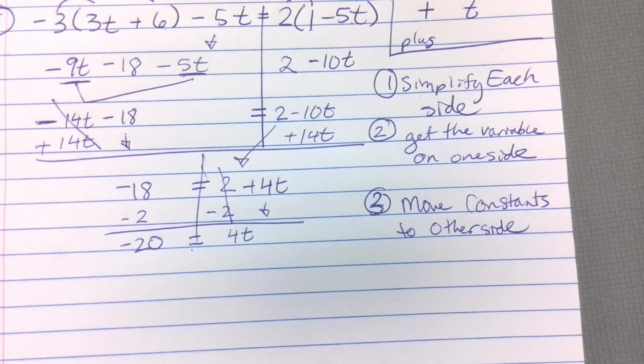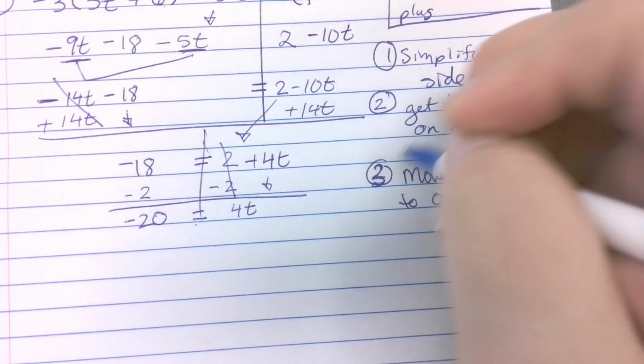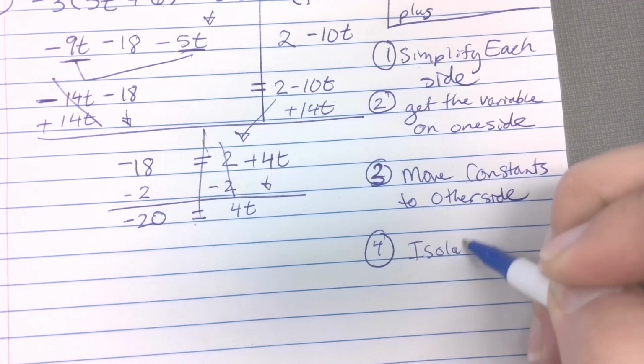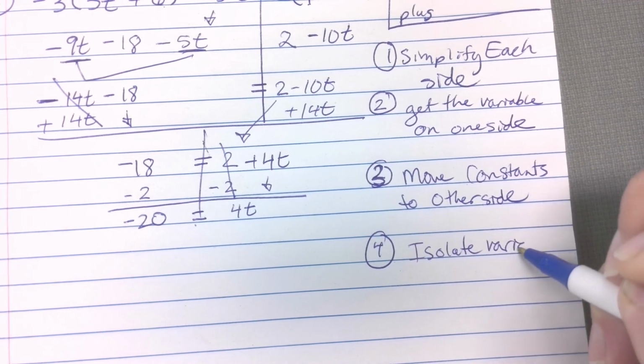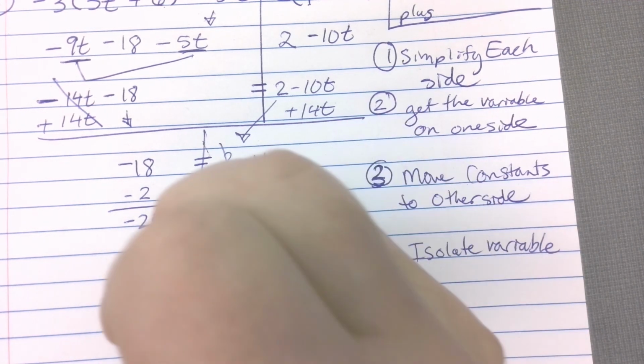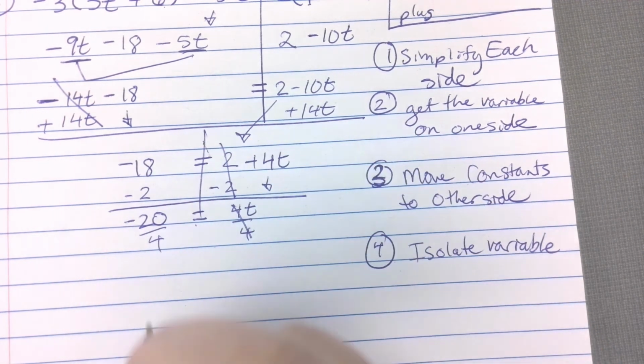Last step, what do we do? Divide. Yep. Last step in the notes when you write it down is just isolate the variable. Because sometimes that means you have to add, sometimes subtract, sometimes divide, sometimes multiply. It depends on what you're given. So we divide by 4? Yes, sir. That would be -5.